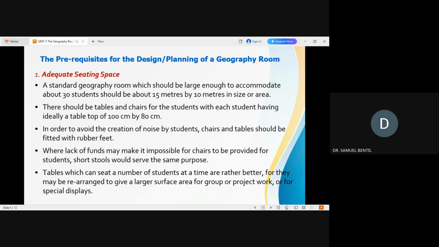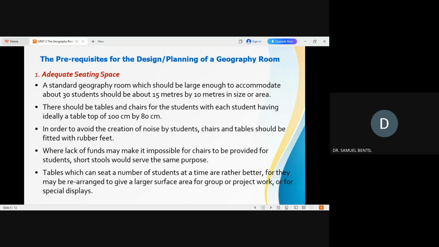There should also be tables and chairs in the geography room for students, with each of them having ideally the tabletop of about 100 centimeters by 80 centimeters. You see. Then also, in order to avoid noise making by students, chairs and tables, by students in the geography room, the chairs and the tables can be fitted with rubber feet.